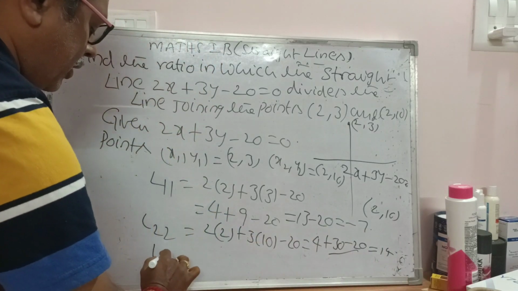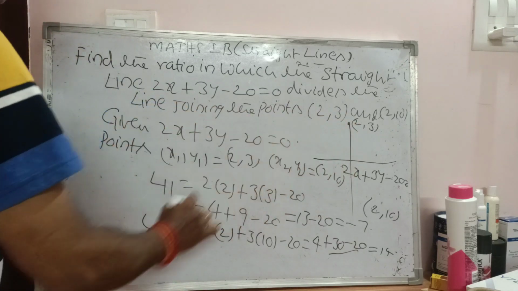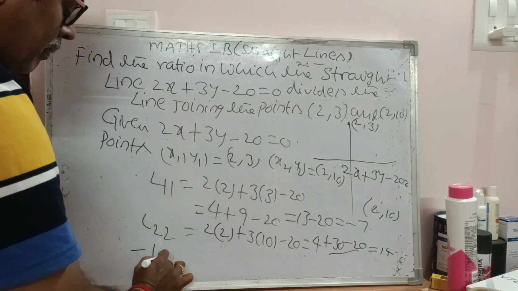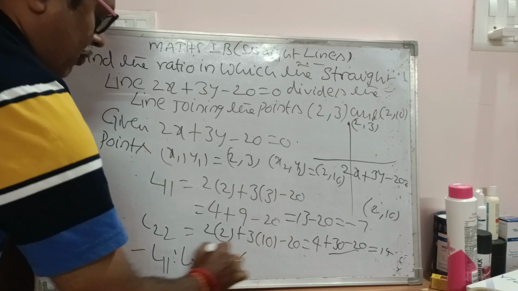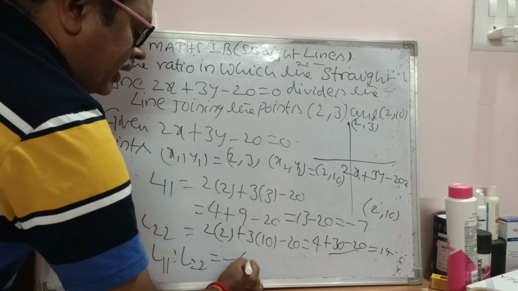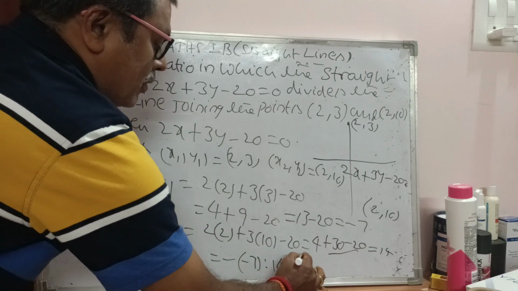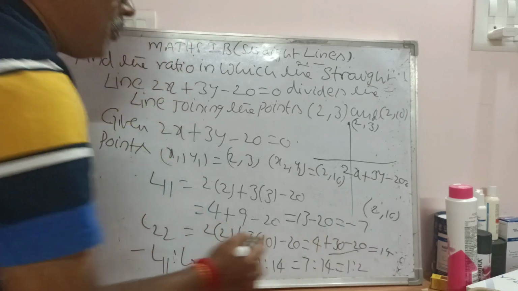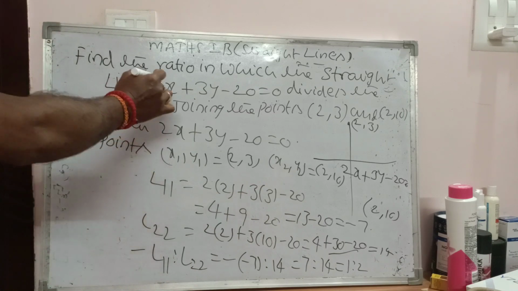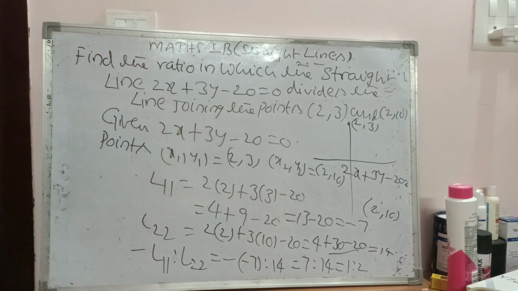Therefore, the ratio in which the line 2x + 3y - 20 divides the line joining these 2 points is equal to -L11 is to L22. Minus of L11 is 7 is to L22, 14. That is equal to 7 is to 14, that is equal to 1 is to 2. So 1 is to 2 is the ratio in which the line divides the line joining the points (2, 3) and (2, 10).